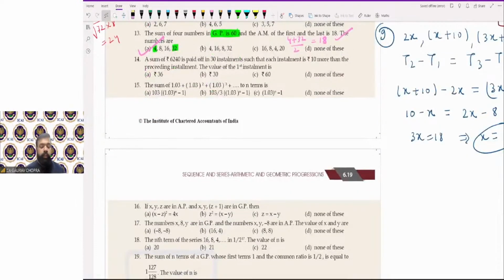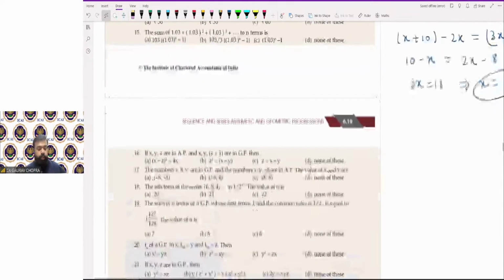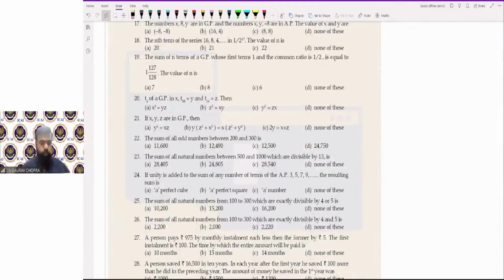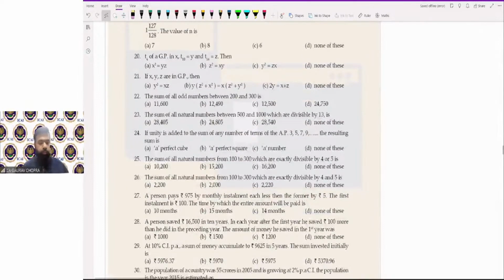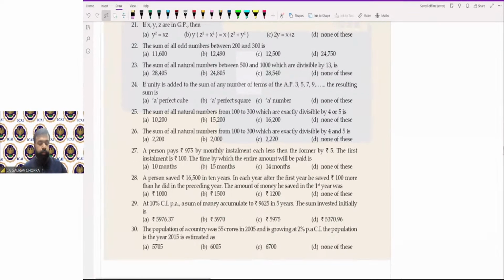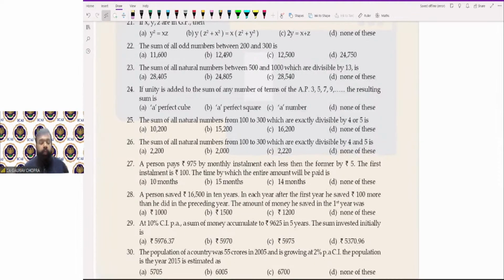Then question number 14. You have already done this pattern. Then let's try a different one. 23. The sum of all natural numbers between 500 and 1000 which are divisible by 13.